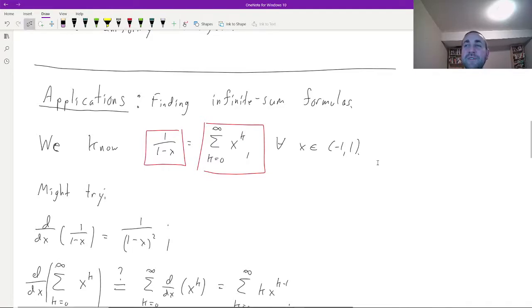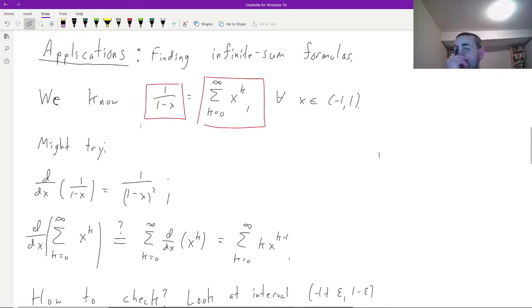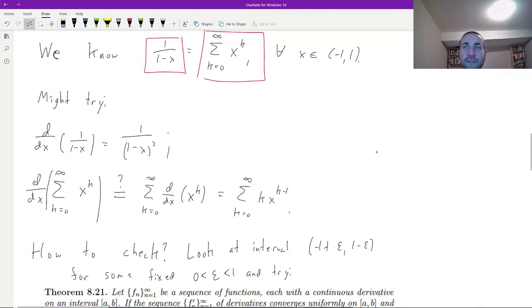And you might think, if you see a formula along these lines, that you might be able to use this to find new infinite sum formulas by just differentiating both sides. There's sort of an obvious thing that you might try, right? So if you want to find, for example, the infinite sum formula for 1 over 1 minus x squared, well, we note that the derivative of 1 over 1 minus x is 1 over 1 minus x squared. And so you might sort of hope that you can take the derivative here and the derivative here and get the same answer on both sides.